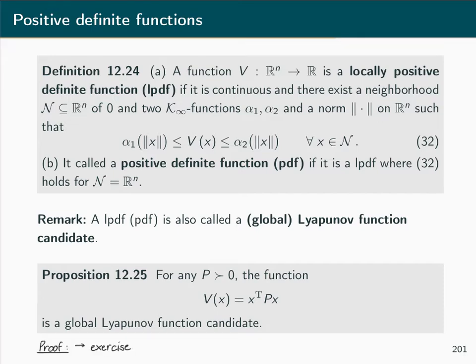The proof of proposition 12.25 is left as an exercise, and it's a good idea to take a couple of minutes to think about what these two bounding functions alpha 1 and alpha 2 are in this case.